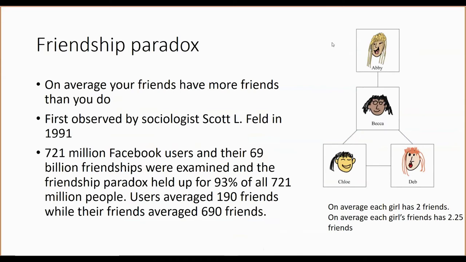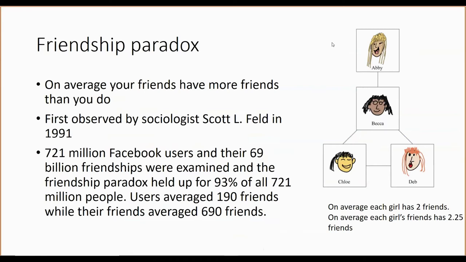This phenomenon was first observed by sociologist Scott Feld in 1991, but has been proven true again and again in various settings. In one of the more recent examples on Facebook, people studied 721 million users and 69 billion friendships. They found that the friendship paradox is true for 93% of the users. On average, users only have 190 friends, while their friends on average have 690 friends.